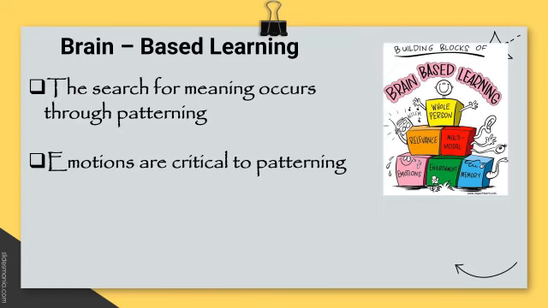Number five, the emotions are critical to patterning. So one of the things that this theory wants to erase is the notion of the affective domain, the cognitive domain, and the psychomotor domain. We have been taught that for years, even though the evidence from brain research indicates that this is not the case. In the brain, we cannot separate out emotion from cognition. So it is an interacting web of factors.